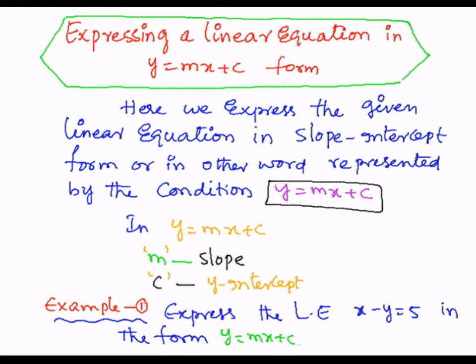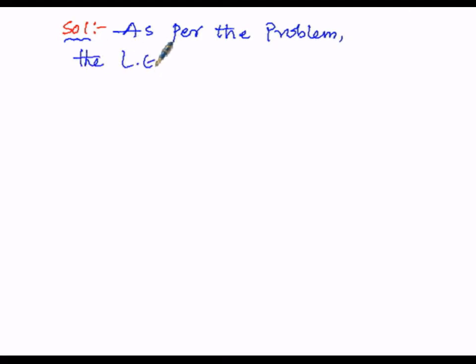So, here the solution starts now. The solution is, as per the problem, the linear equation that is given for us is x minus y is equal to 5. So, we are going to express the given equation, that is x minus y equals 5, in the form of y is equal to mx plus c.